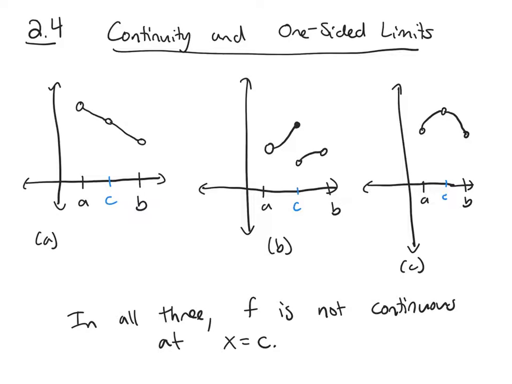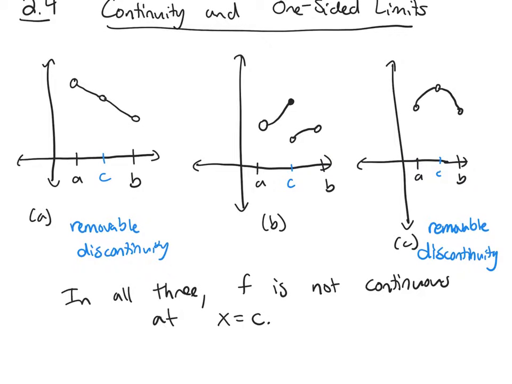Now in this first one, we say that it has a removable discontinuity. And also in the third one, it has a removable discontinuity, because those have just a hole in them. But if you look at the second picture, there's this big jump between the two pieces, and so this one is called a non-removable discontinuity.